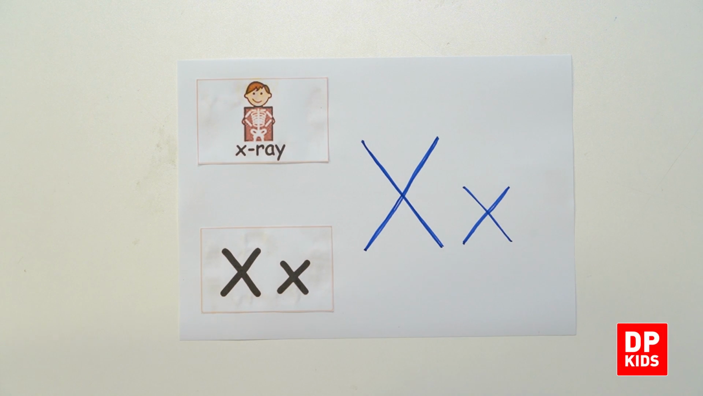So this is the way we write X. Now, shall we see whether you can recognize X and x separately?